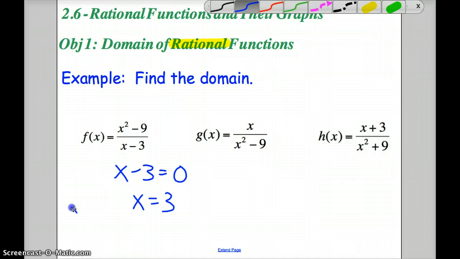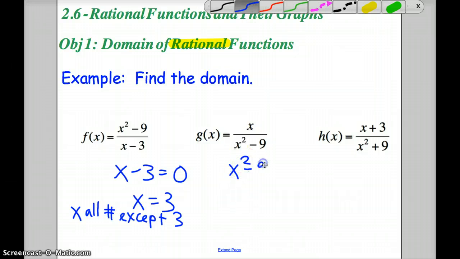So we say x can be all numbers except 3. Okay? So it's all real numbers except 3. That's the restriction on the domain for f of x. Now g of x has multiple cases.